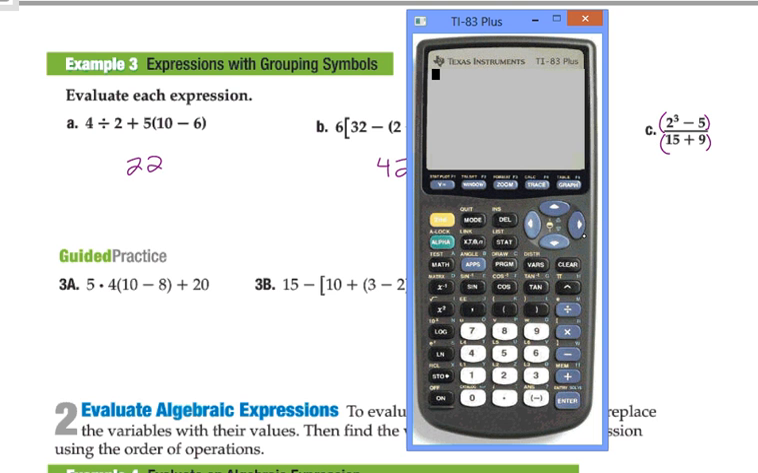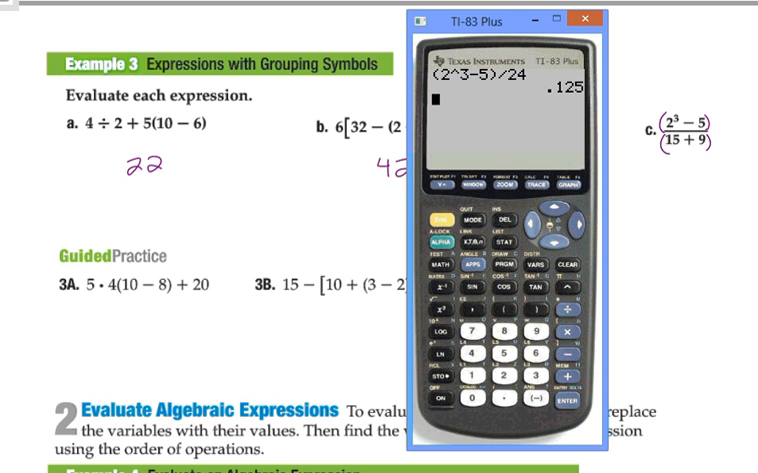So looking at this one, we have a parenthesis. We're back to the power of 3, so we're going to have to use our caret button, minus 5, close parenthesis. And again, look at this. What's 15 plus 9? I know that's 24, so I'm just going to put 24 in there. Least amount of buttons as possible. Okay, I get kind of an ugly looking answer.